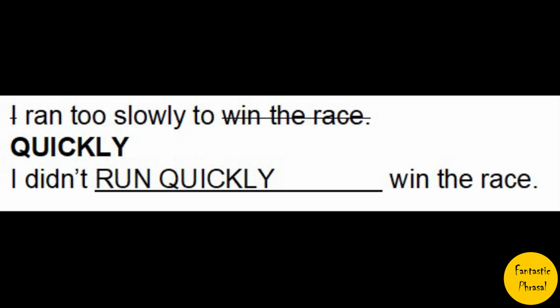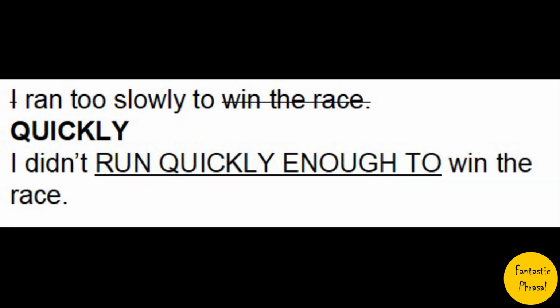We use to with a positive verb in the first sentence, but we have a negative verb in the second sentence, so we will use enough instead. After enough, we need an infinitive, so we will add the word to. The correct answer is run quickly enough to. You would receive 1 point for run quickly and 1 point for enough to.